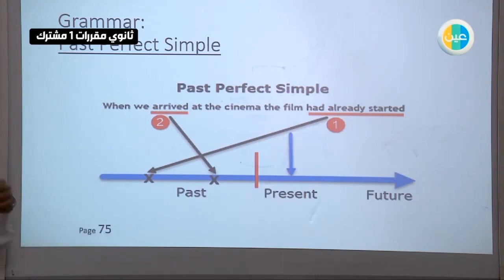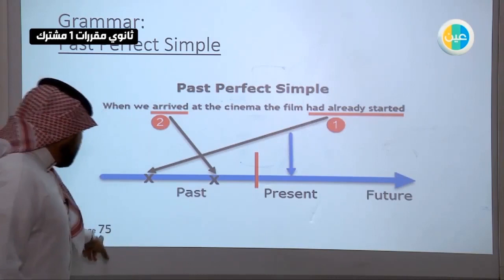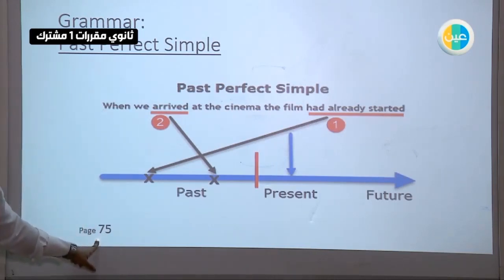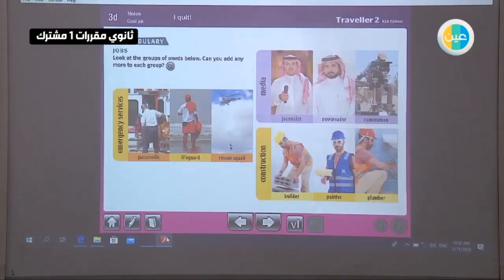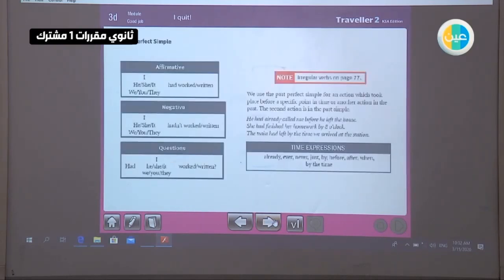Now, please open your books, page number 75. Take a look at this rule for about 1 minute.